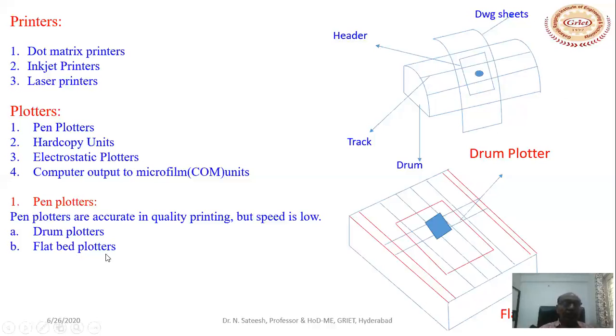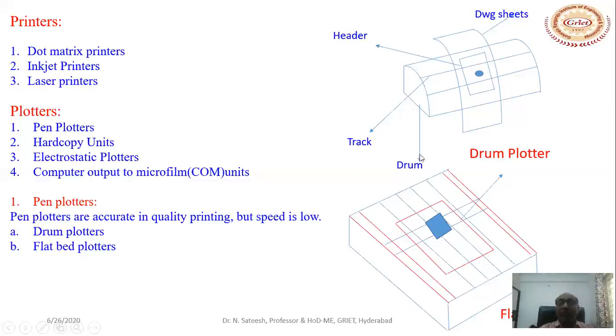Now the second one is the flat bed plotter. Instead of a drum there is a flat bed, and the paper is fixed onto this flat bed. There is a track on the x-axis, and another track on the 2 sides on the y-axis. The header mounted on the horizontal track moves left to right, and the whole track moves on the y-axis from top to bottom. Because of this x motion as well as y motion, the 2D sketch is drawn by the pen mounted on the header on this sheet. So this is the flat bed pattern.